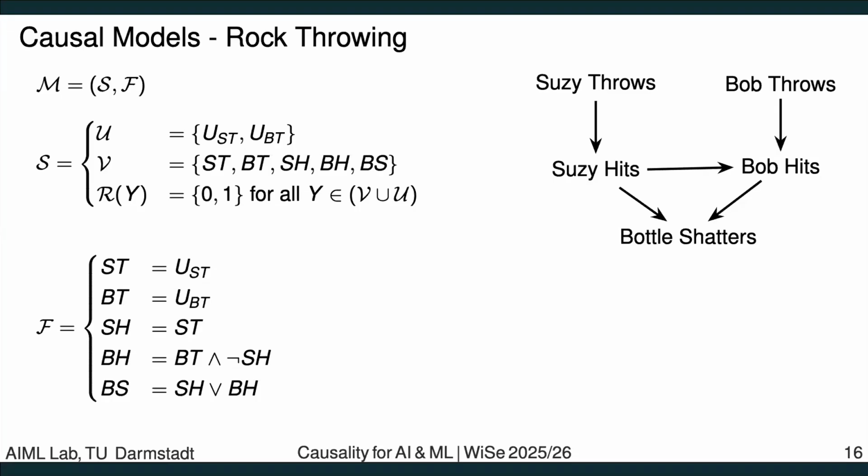So it's some exogenous cause for Susie throwing, some exogenous cause for Bob throwing. And then if Susie throws, she hits. Also, if Bob throws, he hits. And if Susie hits, but Bob throws, Bob doesn't hit because the bottle is already shattered or broken. And depending on which of those two throw or not throw, the bottle shatters if any of those two hit. And then, as an example, the actual world we assume is that both of them throw and Susie will hit first.